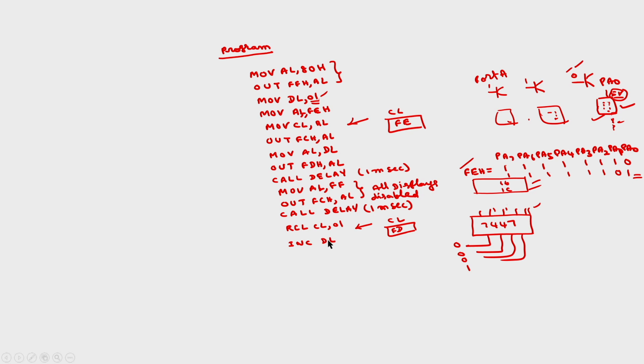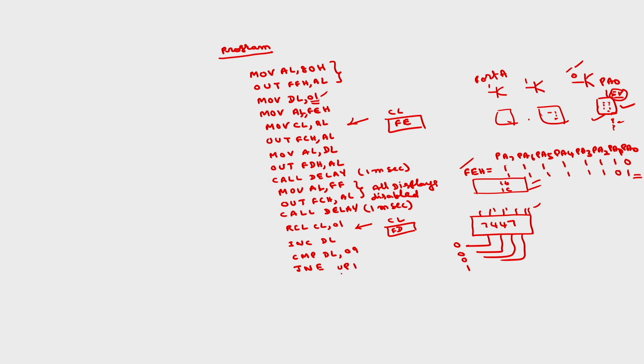Totally, the number of digits we have to display is 8, so we have to compare with 9. Yesterday also I used this logic: compare DL, 09, jump not equal. Up to 8, this not equal will be true, so it will go to up 1, then it will display the 2 on the second display, because we have already selected the second display here.